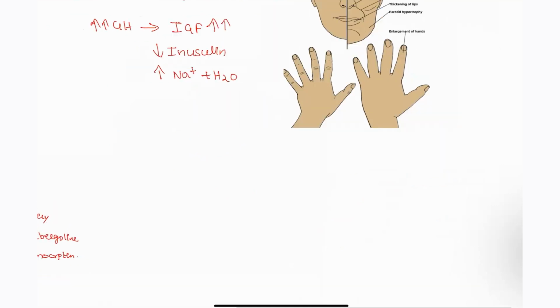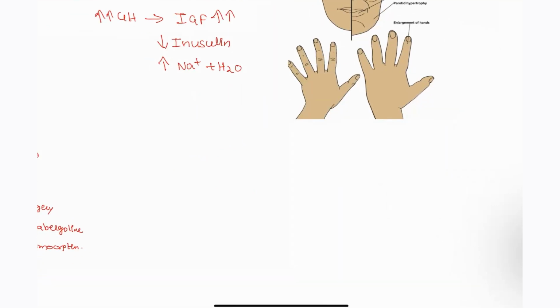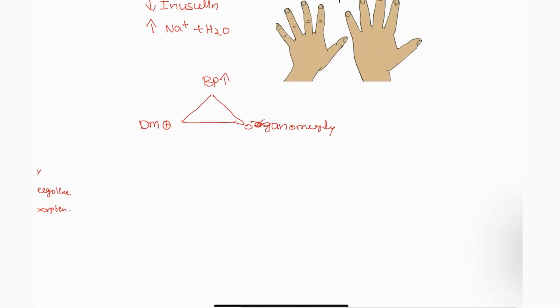And what is the triad that is commonly associated in this patient? Blood pressure is going to increase, diabetes mellitus is going to occur, and organomegaly, right? Organomegaly will be seen in this patient. This is the classic triad that we are going to see in this patient. They are also associated with an increased risk for colon polyps.